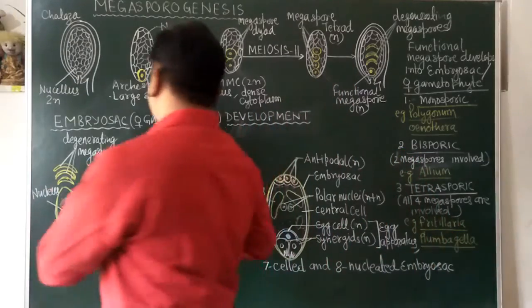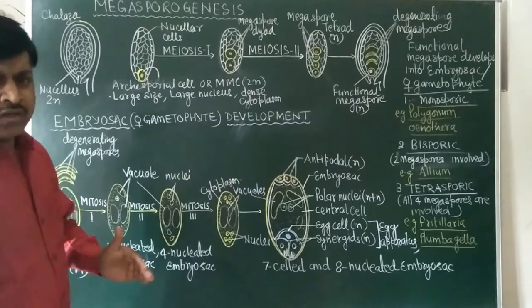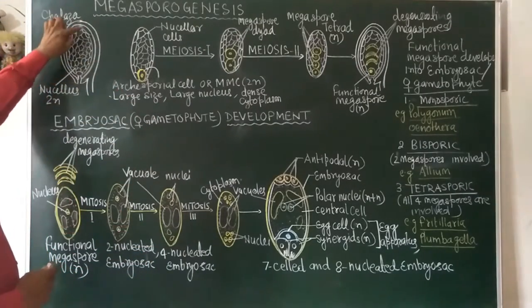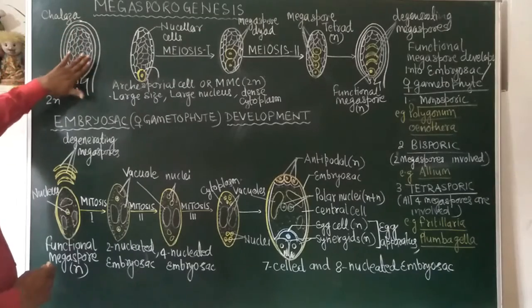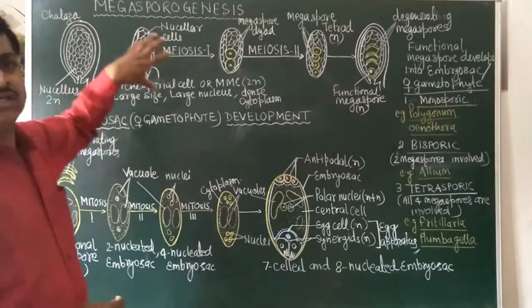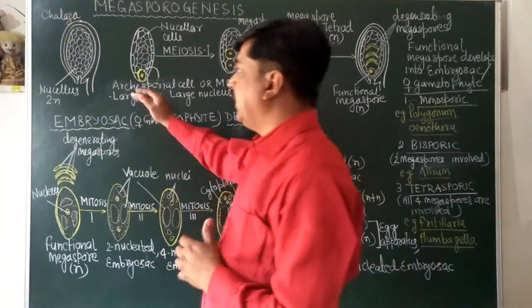Now focus here on the board, students. Now you can see initially in the immature ovule the condition is this. These are the integuments and this is the nucellus. The entire ovule remains filled with the nucellar cells. Clear? And all the cells of the nucellus are diploid in nature.